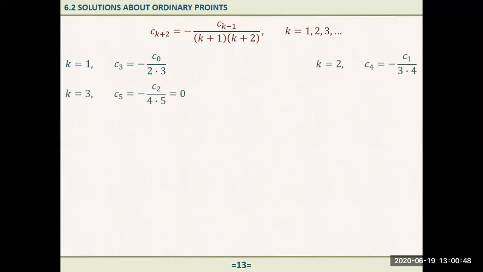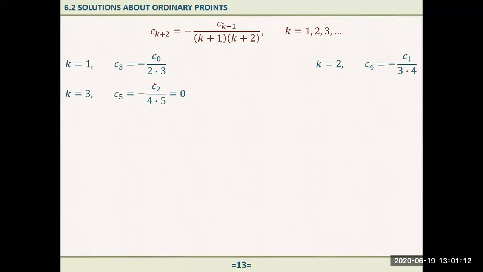How about k equals 2? If k equals 2, substitute here again: 2 minus 1 is 1, here we have 3 times 4. If k equals 3, again substitute here: c sub 5, it is 3 minus 1, which is 2, here we have 4 times 5, because 3 plus 1 is 4, 3 plus 2 is 5, okay?